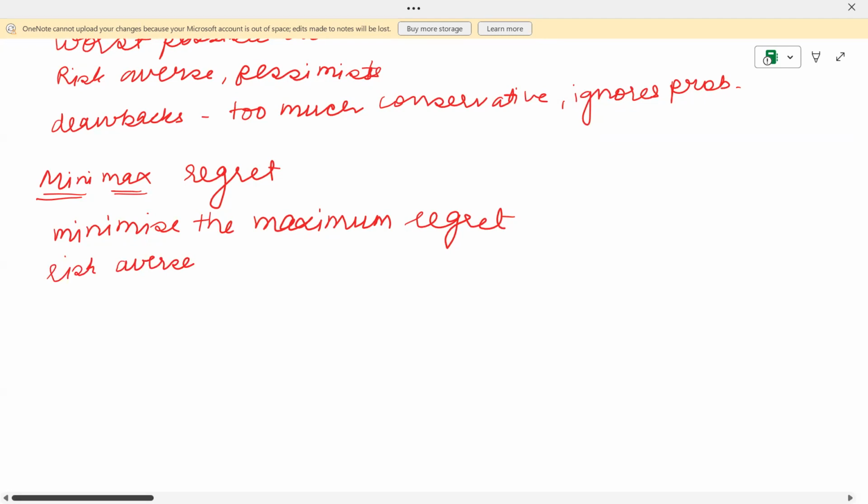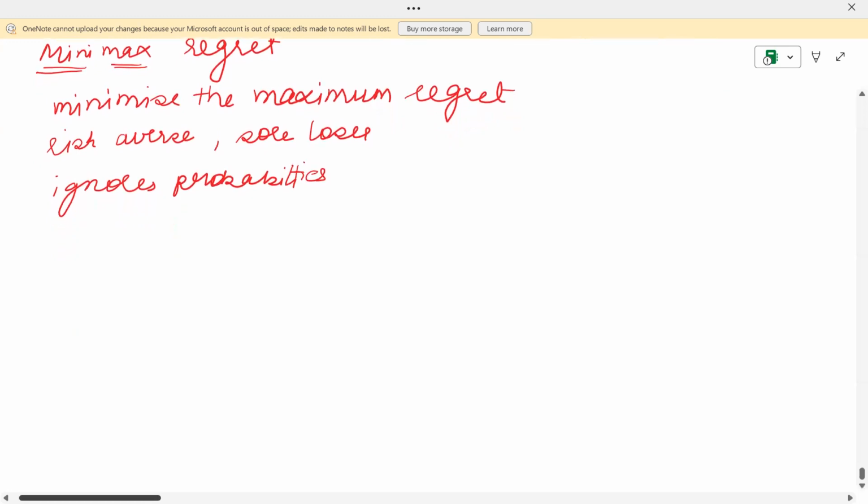And this is a technique for a sore loser. The one person who does not like to lose, if he loses, he becomes very sad, he cries all the time. So this is for a sore loser who does not want to make the wrong decision. Regret, if we talk about what it means over here, is defined as the opportunity loss because you made the wrong decision. So the drawback over here remains the same, that it ignores the probabilities. Now, with this, we are done with the three types of decision rules when it comes to payoff tables.